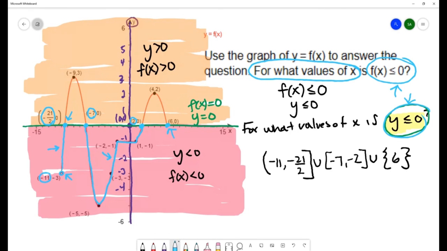Okay, and I've just been reminded that this 2 is a positive 2, so we're going to make that correction. This 2 should be a positive 2. And I'll go ahead and erase that negative sign. And now we have our x's being from negative 11 to negative 21 over 2, where negative 11 is not included, negative 21 over 2 is, union with negative 7 to 2, both included, union with 6.